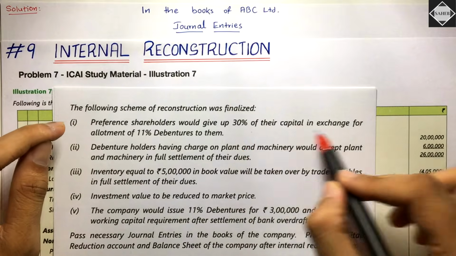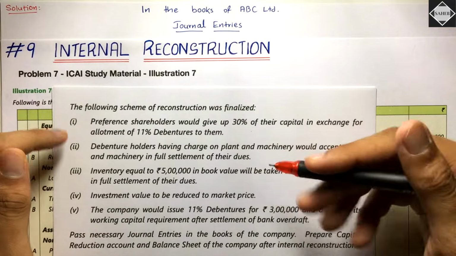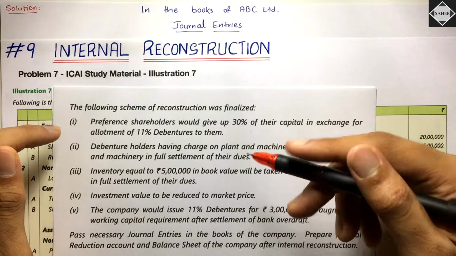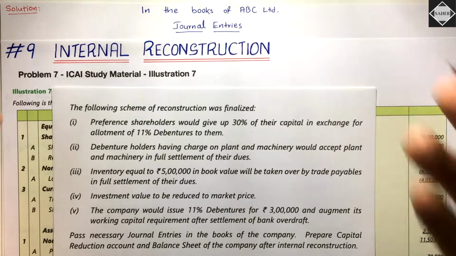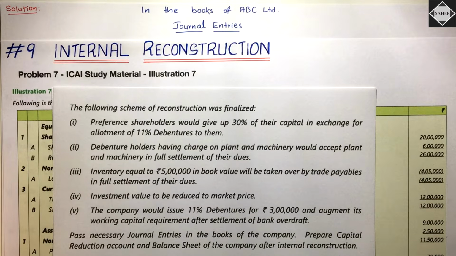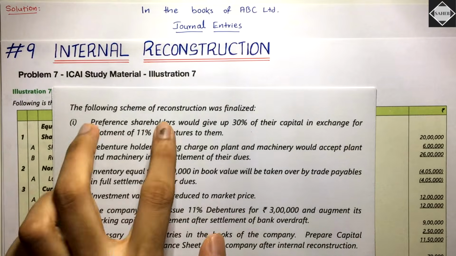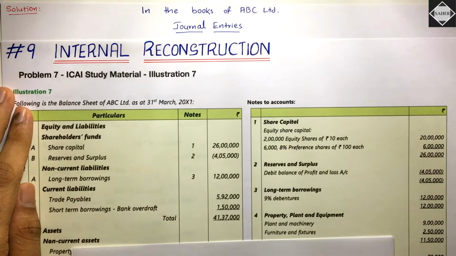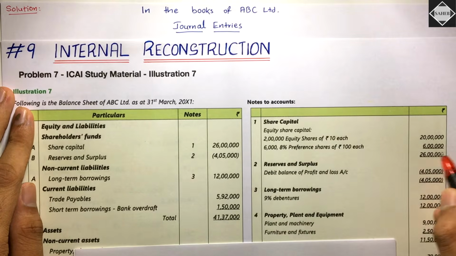Let me tell you, this sentence has not been framed properly by the ICAI, because it's very confusing. Most of the students make the mistake of thinking that only 30% of the capital is being cancelled, and they pass the wrong entry for this. So understand properly what I'm saying right now. There are preference shareholders who have preference shares, 6,000 preference shares. The total capital is 6 lakh.